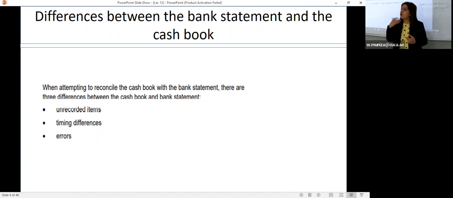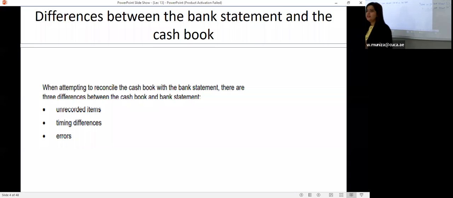Bank charges can be automatically deducted by the bank. Say, for example, when you are withdrawing some amount from the bank, there can be a tax which is going to be levied. That is automatically going to be recorded in the bank statement, but might not be in the cash book. So you have to keep in mind that unrecorded items are those which are recorded in the bank statement, but not in the cash book.